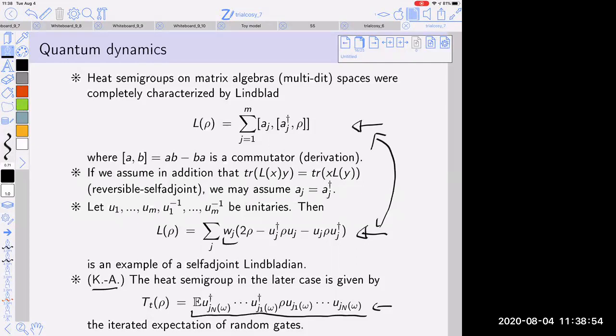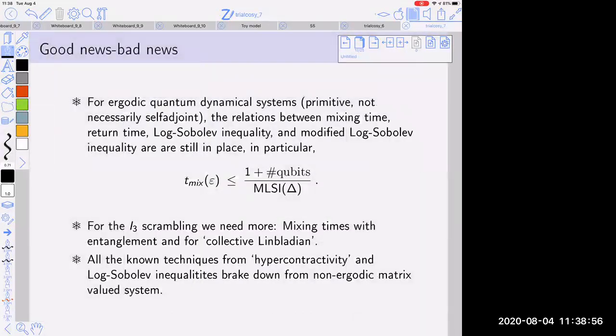Good. So we understand some quantum dynamics. And then there is some good news and bad news. The good news is that you can estimate the mixing time by 1 over the log-Sobolev constant times the number of qubits. That's still true. So if we estimate this quantity, we can actually say something about the mixing time, and everything else which has been done in the commutative case is now translated into the non-commutative case. But there's a big caveat, which is more of a mathematical issue.